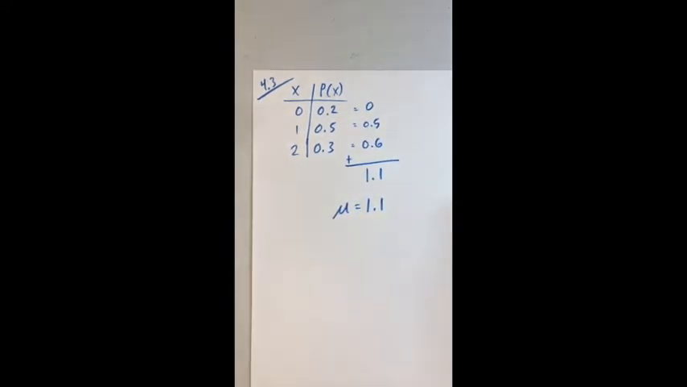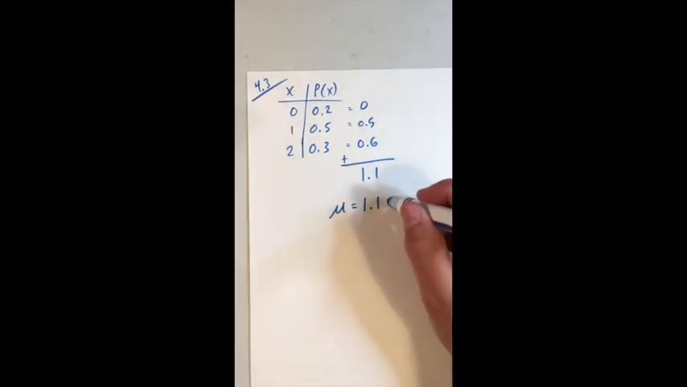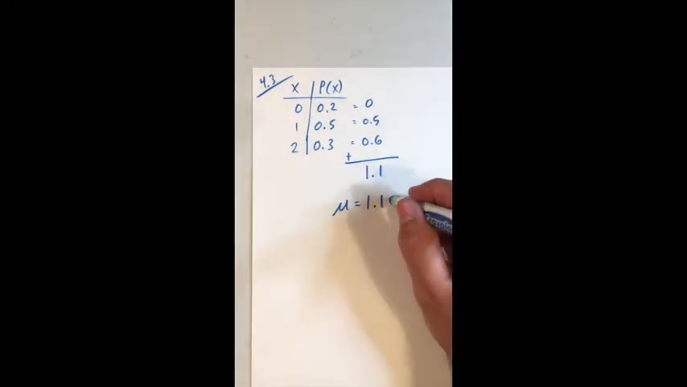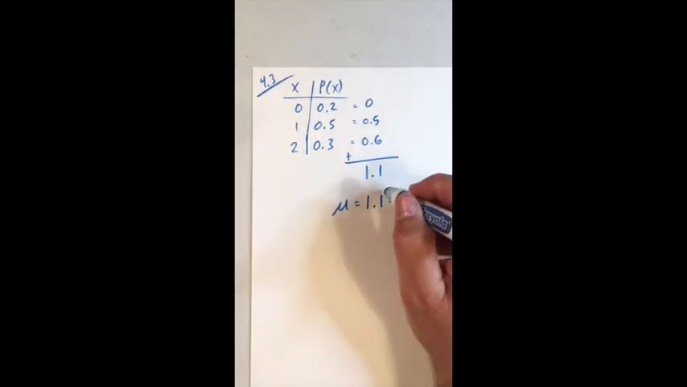Now this is also known as our expected value. Our book doesn't use it, I don't think, but occasionally you might see it abbreviated EV for expected value. But just know that for our textbook, we're going to use mu.